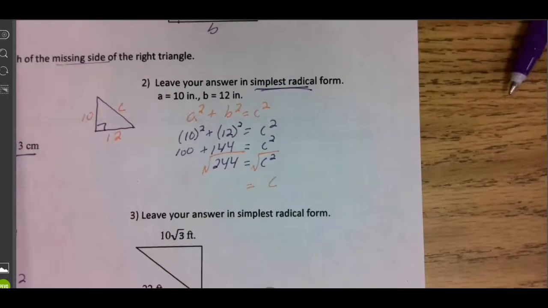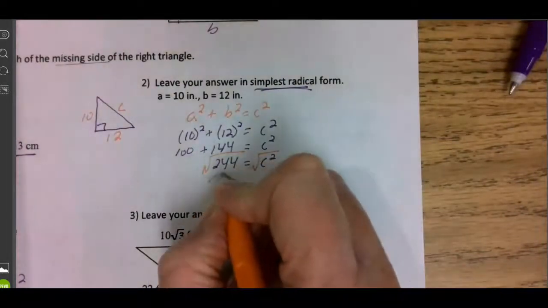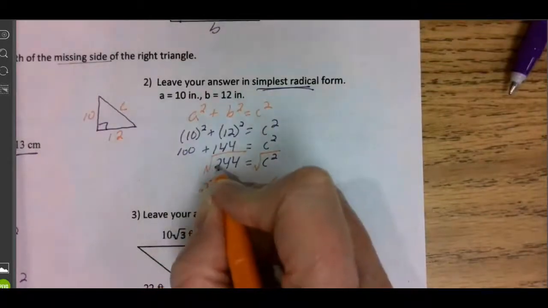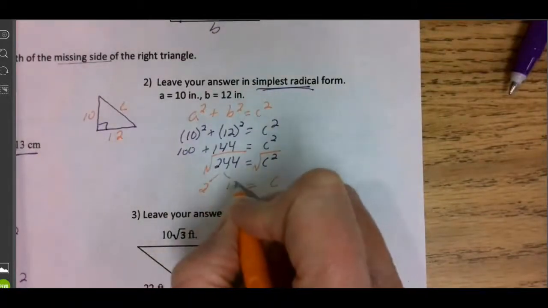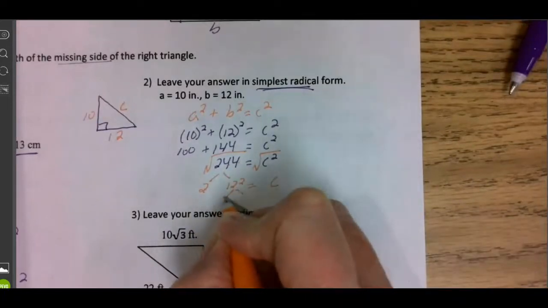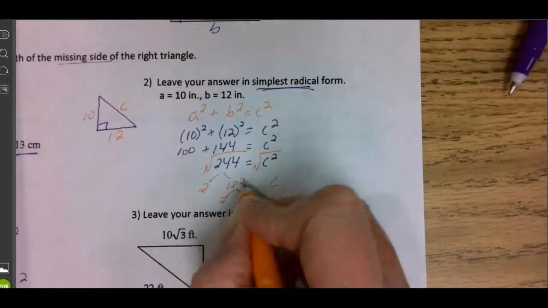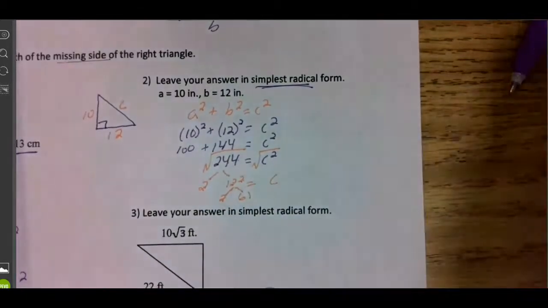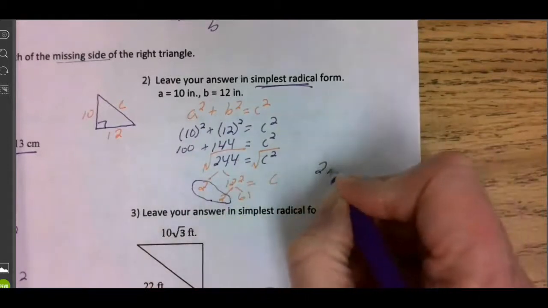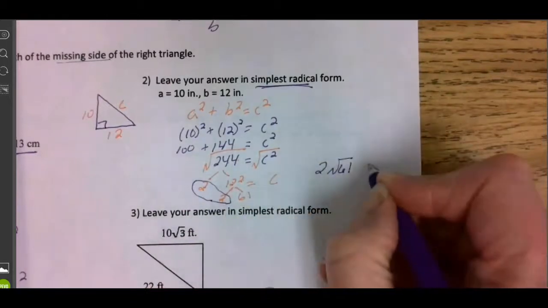We know this is c. 244. Do you know that one off the top of your head? No. I'm going to start off by using a factor tree. And I'm going to take a 2 into it. Well, 2 goes into 2 once. 2 goes into 4 twice. So 2 goes into that 4 twice. Break that down by 2. 2 goes into 12, 6. 2 goes into 2, 1. And there's my pair. So I get 2 square root 61 is equal to c.